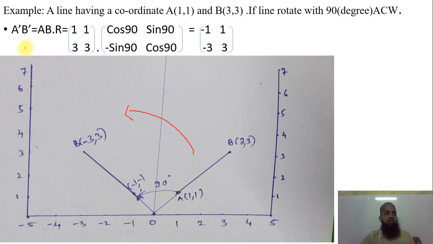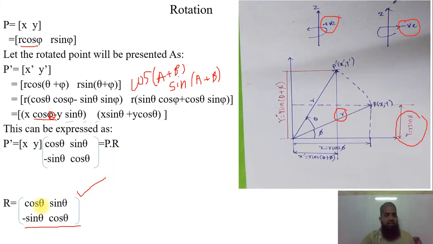We have A dash B dash equal to AB dot R, where AB is already the points 1 comma 1 and 3 comma 3, and R is the rotation matrix: cos 90, sin 90, minus sin 90, cos 90. We only have to write down the angle theta. I have to rotate from here to here, and that is only the angle theta. We will not consider phi, we only consider theta.